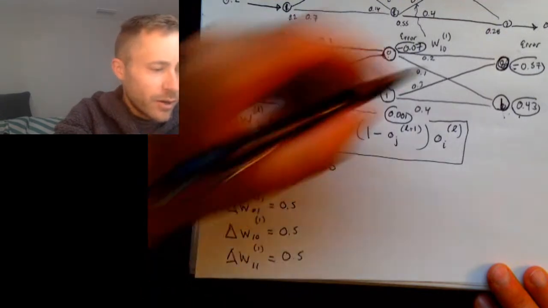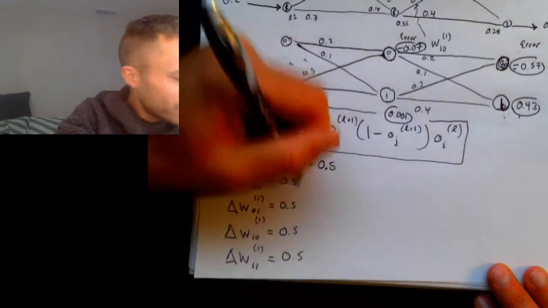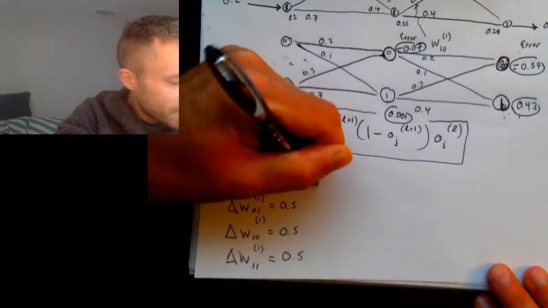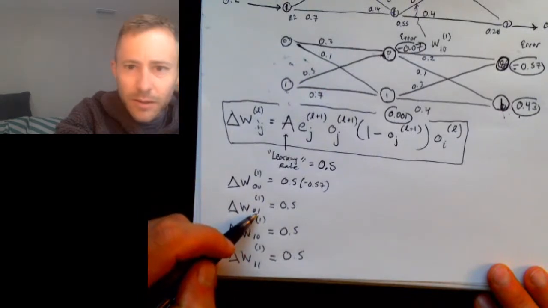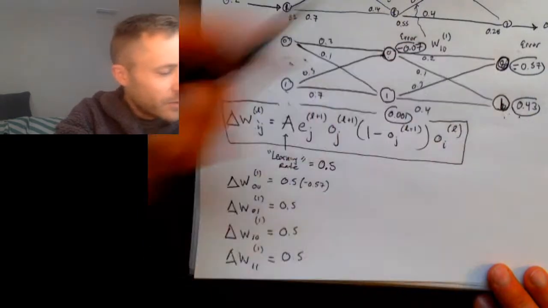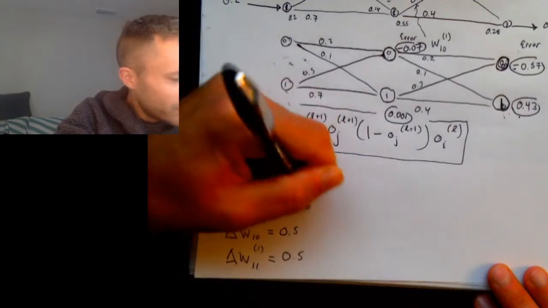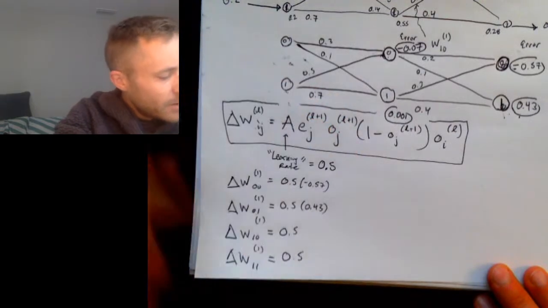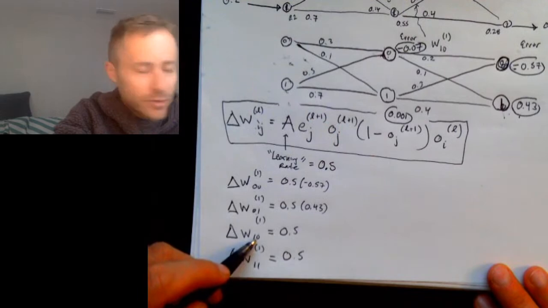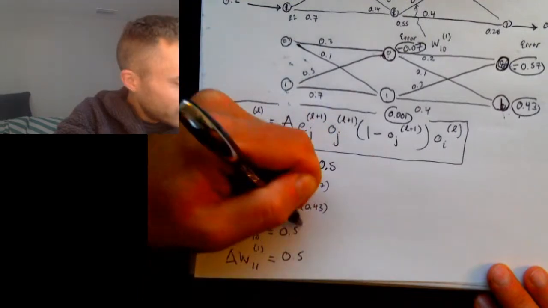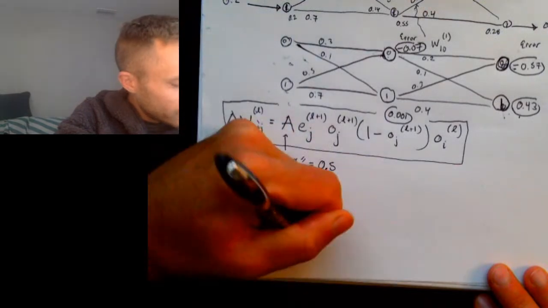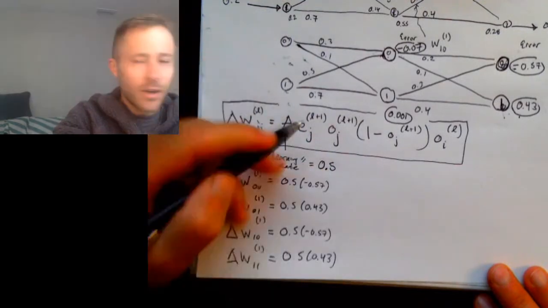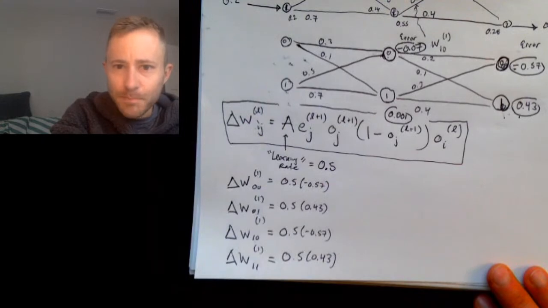So if I look at the error of neuron 0, it's negative 0.57. Here I have index 1, so it's the error of neuron 1, so that would be 0.43. Here I have 0 as my second index, so it's going to be negative 0.57. Here it's 1, so it's 0.43. So now I've taken out that term.